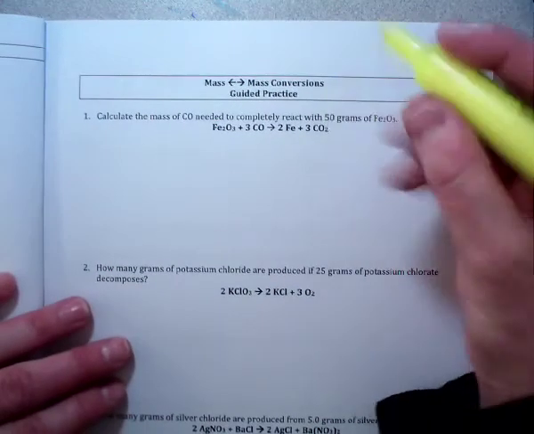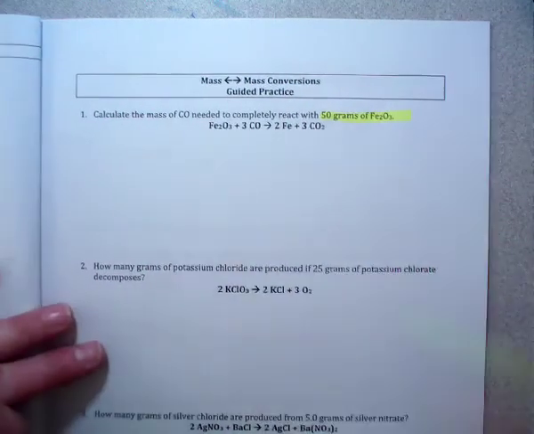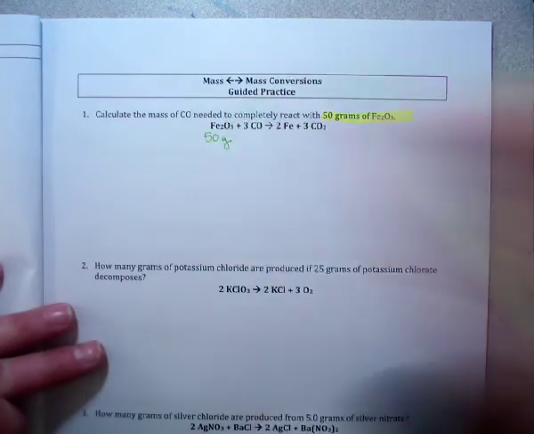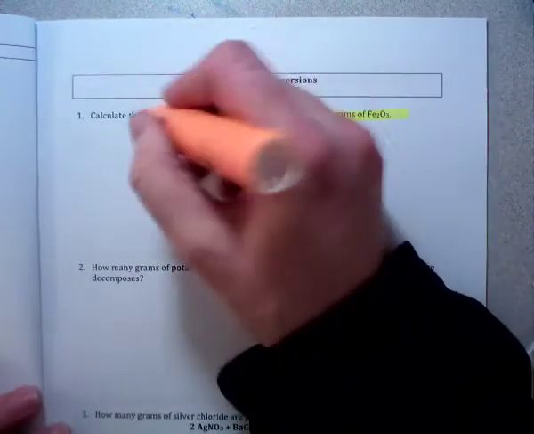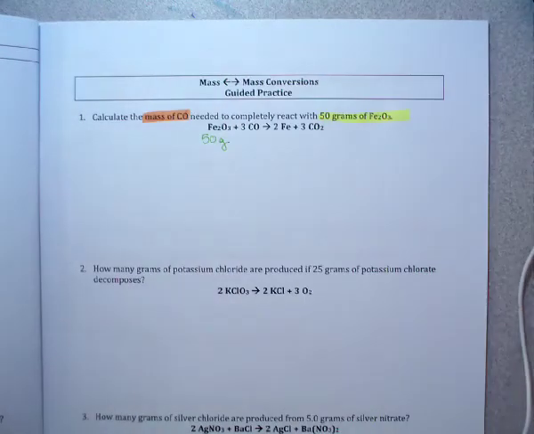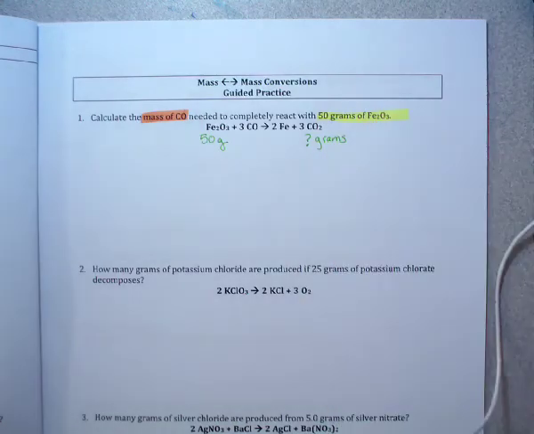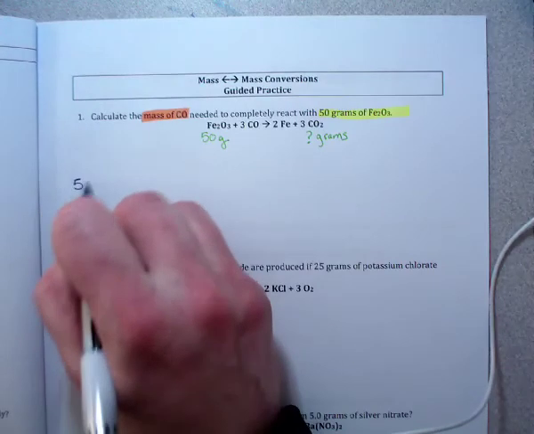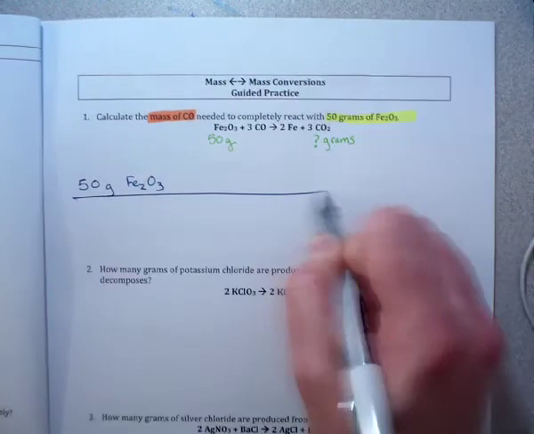Let's go ahead and highlight what we were given and what I'm asking you for. I gave you 50 grams of iron 3 oxide. And I am asking you to find the mass of carbon monoxide. If you see the word mass, mass is referring to the number of grams. All problems start out the same way. You should write down your given, which is 50 grams of iron 3 oxide, and then draw a railroad.